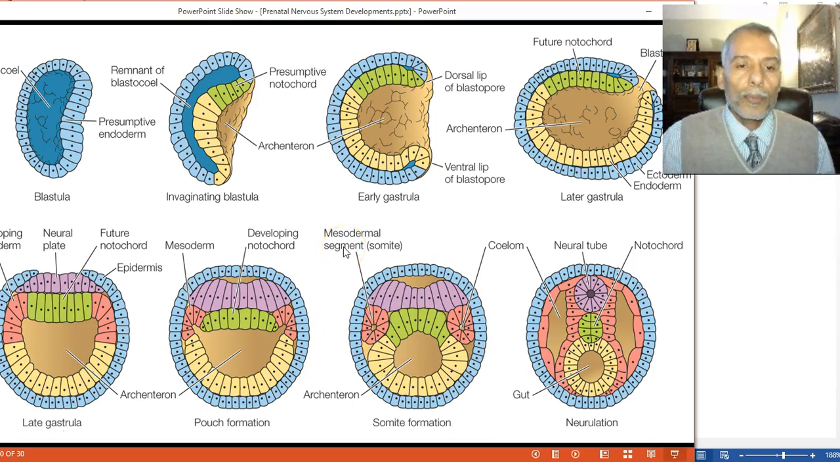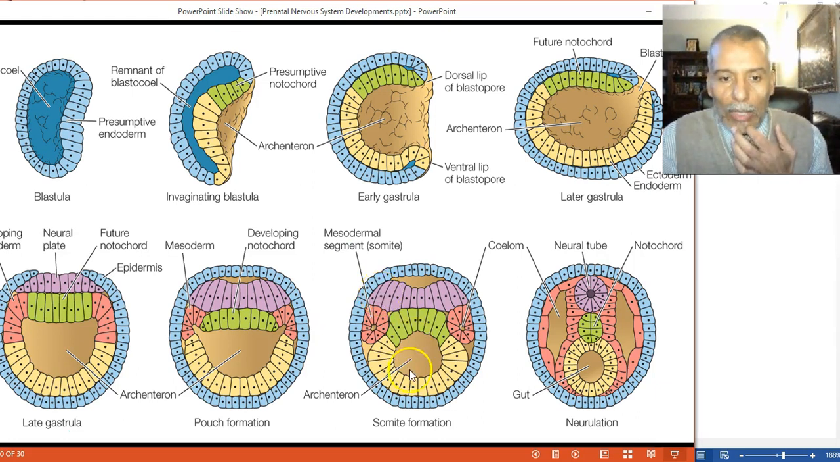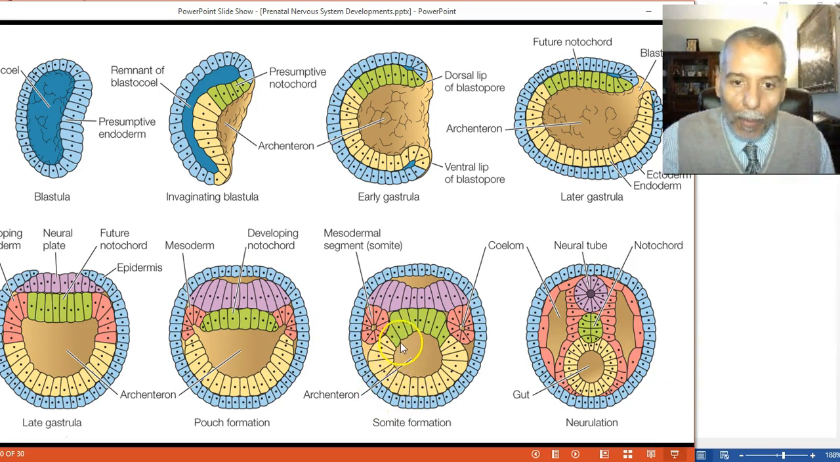So, from the inside, I'm looking for the endoderm. The endoderm is the inner layer, then the mesoderm is the middle layer, and then the ectoderm is the outside layer.